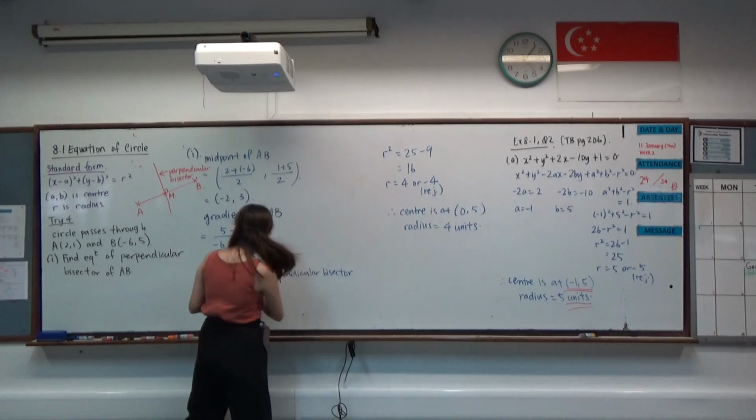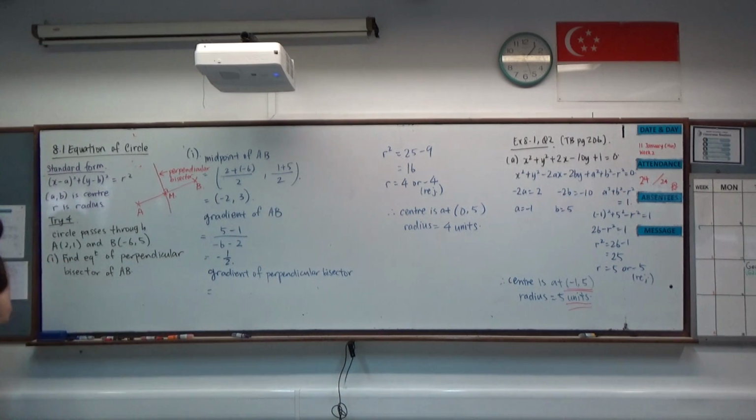And what would that be, Anson? What would the gradient of the perpendicular bisector be? Or would you want to do it in another way? Or you're not sure? Sorry? Negative 1 over the gradient. Yes, -1 over the gradient.